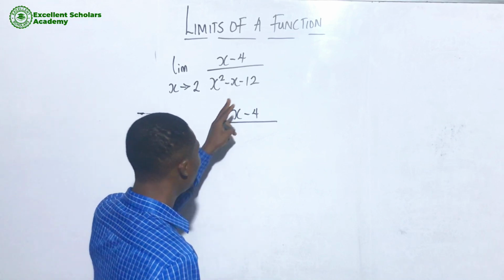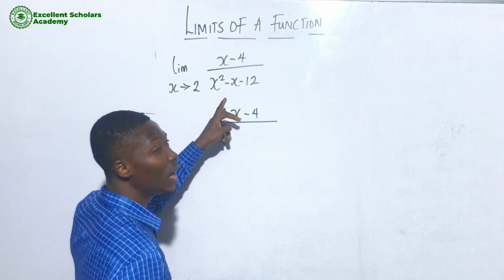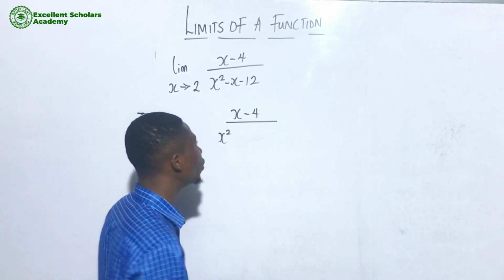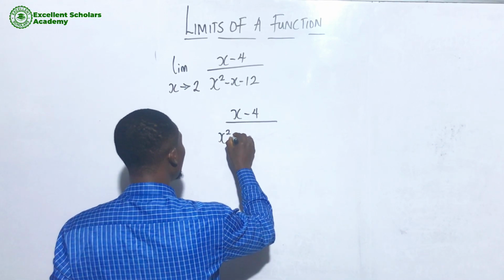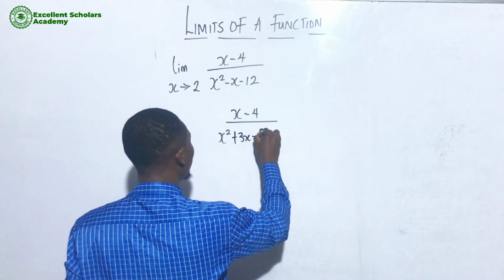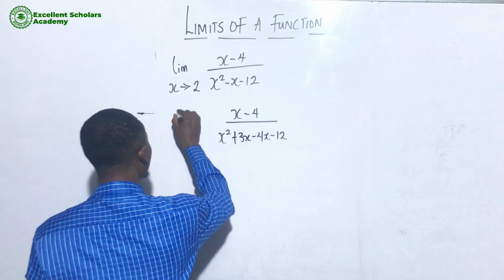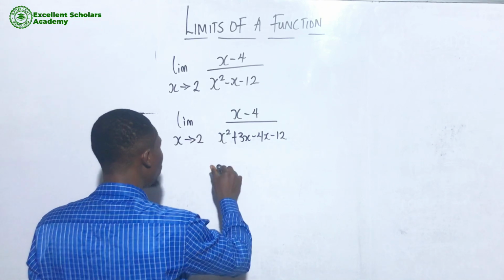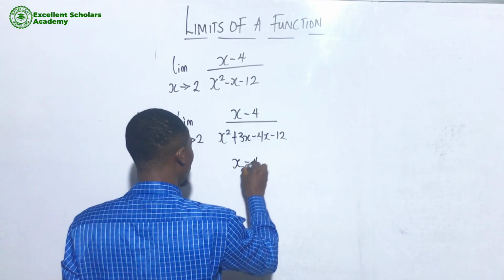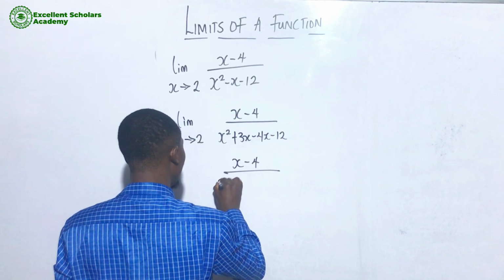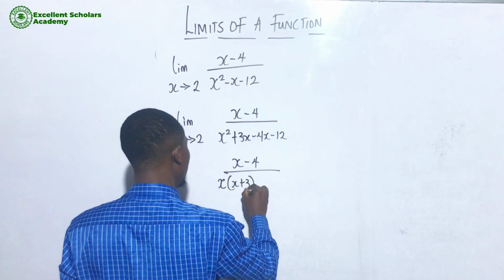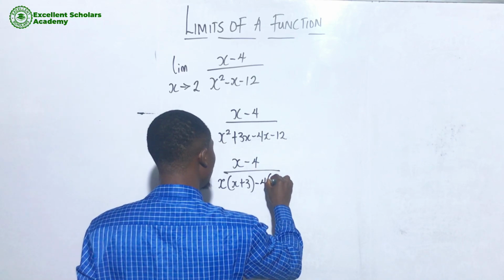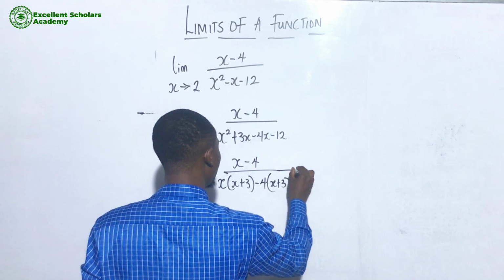Okay, if you check it out, those numbers are simply minus 4 and 3, or 3 plus 3 and minus 4. So this becomes x squared plus 3x minus 4x minus 12. Don't forget, we're taking the limit as x tends to 2. So finally, this is x minus 4 over, factorizing this, x plus 3, and then what is common here, minus 4 into x plus 3.